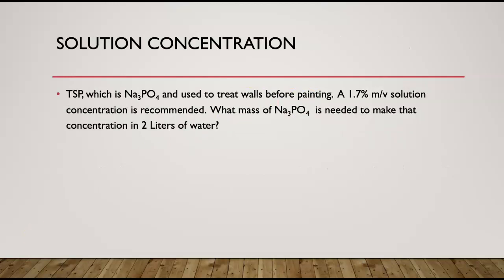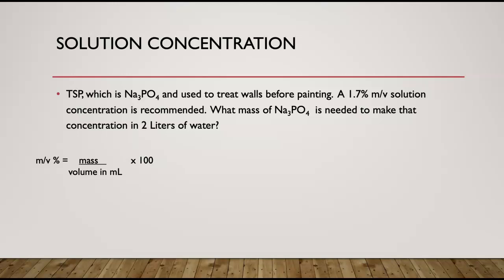Here's another one for you. I love some trisodium phosphate. That's what it's called, TSP. It's great to use on painted surfaces before painting. So see if you can figure out what mass of sodium phosphate would be needed to make this solution. Great time to pause the video. All right, let's see how you did.